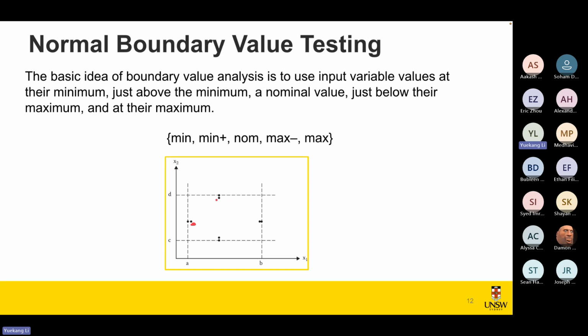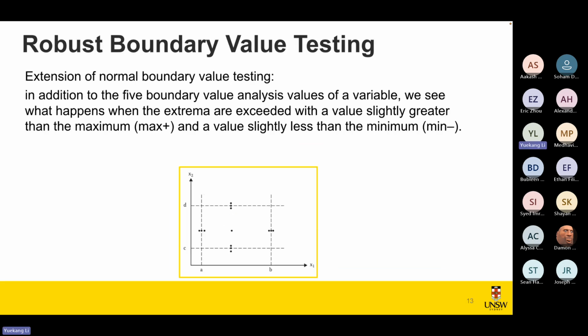If x2 takes an extreme value, what is this value here for x2? It is max minus, right? Max minus. So if x2 takes an extreme value, x1 must be normal, like in the middle. This is normal boundary value testing under the assumption of single fault. And don't forget the last test case, which is here. We need a test case where everything is normal. So that's for boundary value testing.